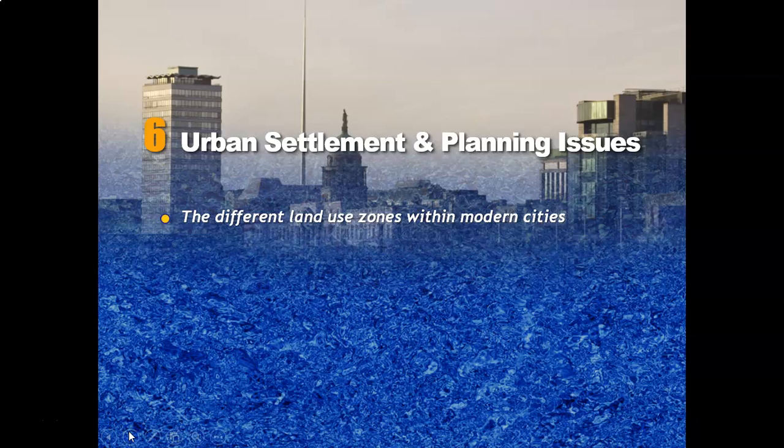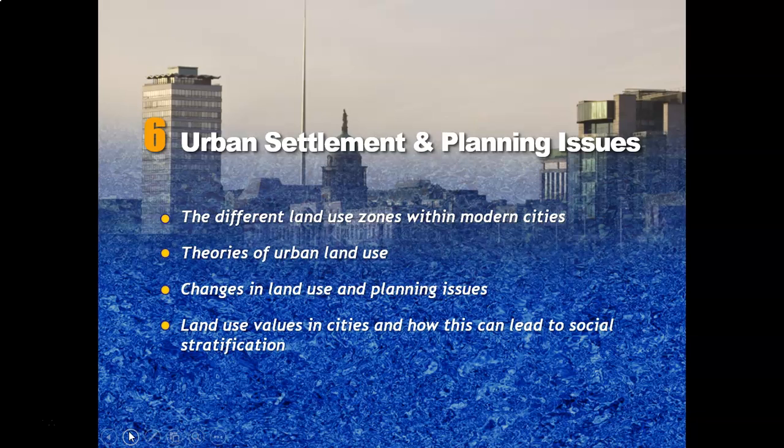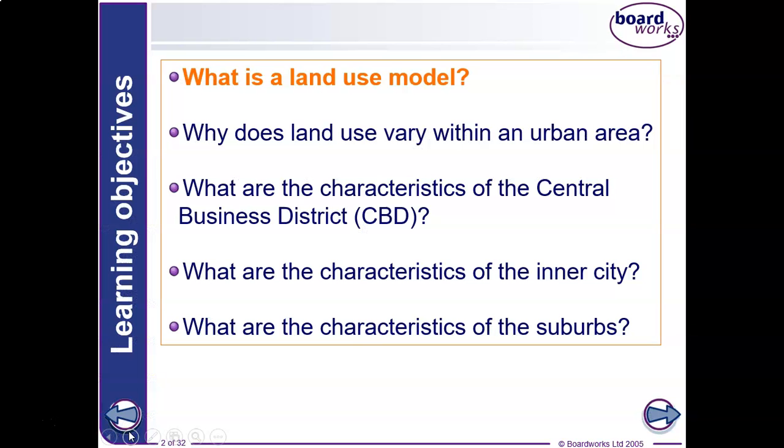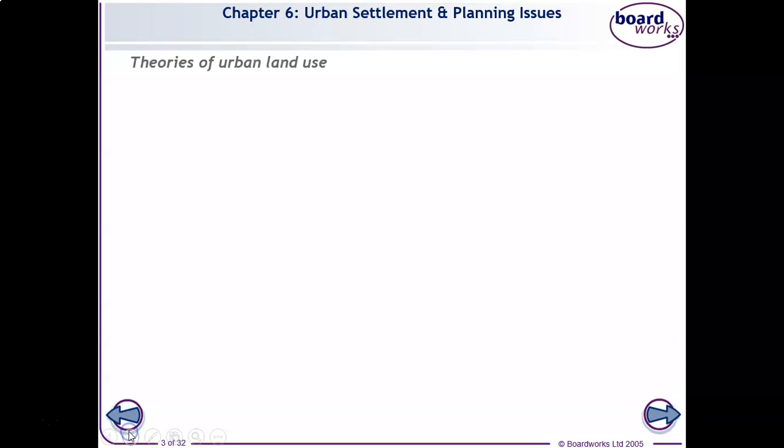Okay, so here are some of the learning objectives for this chapter. We're going to look at the different land use zones within modern cities. We're going to look at theories of urban land use. We're going to look at changes in land use and planning issues. We're going to look at land use values in cities and how this can lead to social stratification. And we're going to look at recent expansion of cities and the pressure that causes on the surrounding rural landscape. We've actually already done this when we looked at urban problems in Brazil. Okay, I'm just going to skip that one.